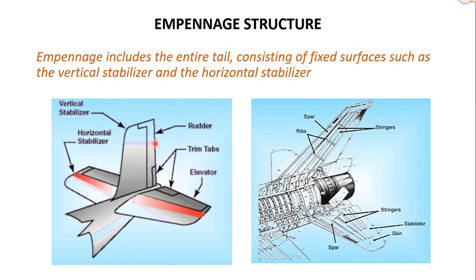Rudders are used to control the movement of an aircraft. They are used to turn the nose left or right. Elevators, on the other side, are used to pitch up or pitch down an aircraft, pitch up the nose or pitch down the nose. The trim tabs are small movable portions of the trailing edge of the control surface. They reduce control pressure.